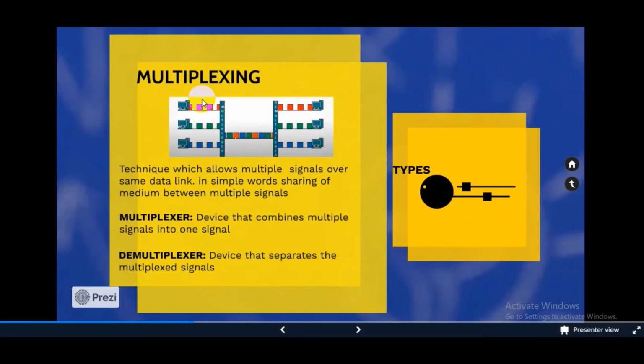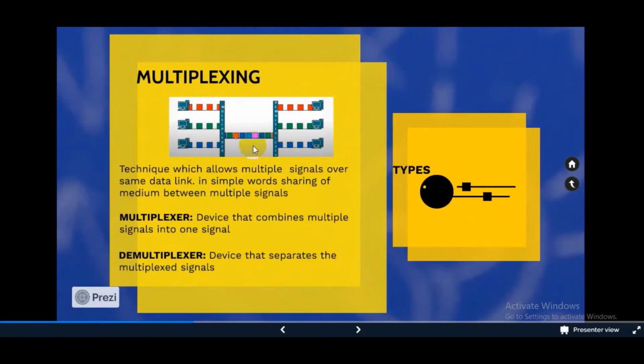Now the two elements that are present are the multiplexer and the demultiplexer. The multiplexer is a device that combines multiple signals into one. Though multiple devices are connected to the multiplexer, multiple devices initiate the data communication, that is, initiate the sending of the data. And the demultiplexer is a device that separates the multiplexed signals.